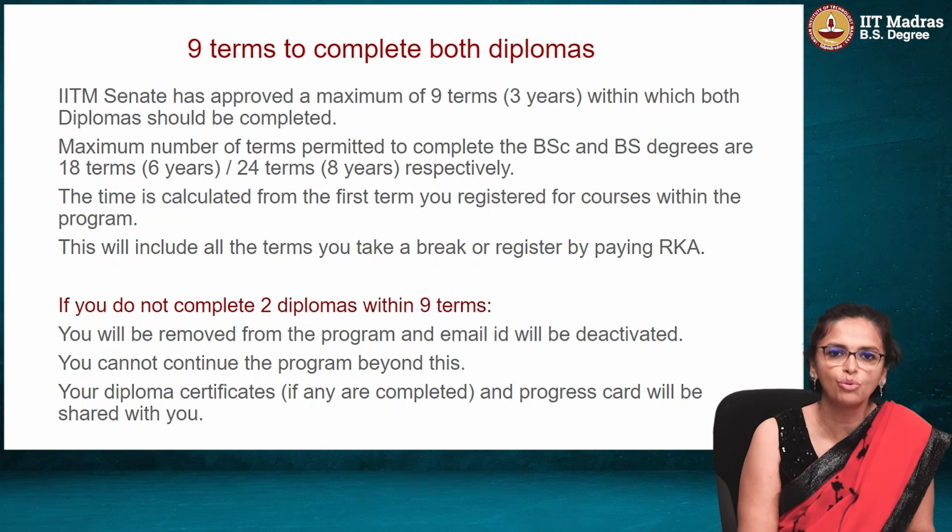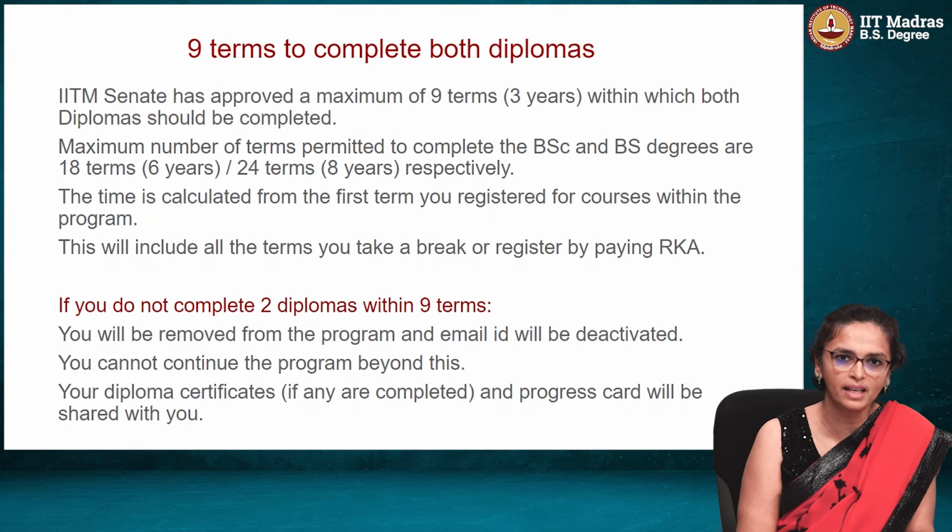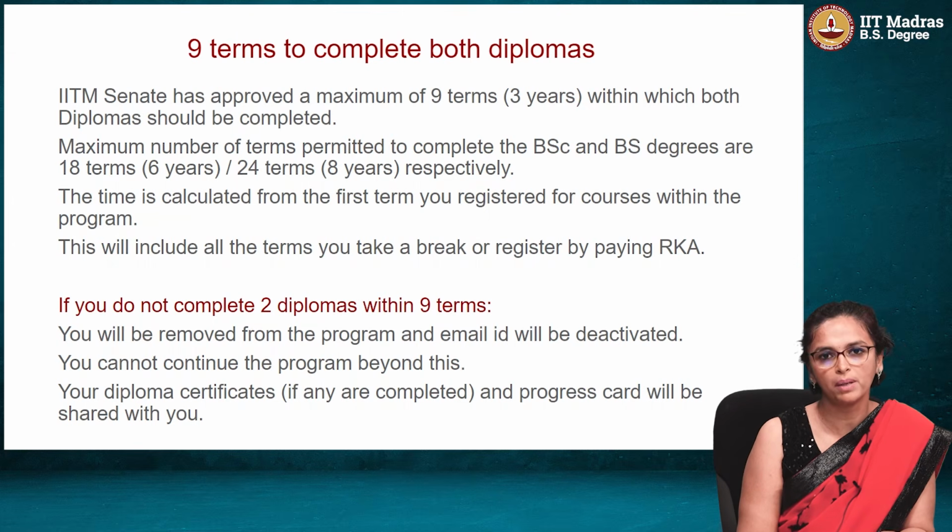So it includes those terms also where you take a break or you register with us saying it's an RKA. Putting together all this, we'll count 9 terms, and you have to complete the foundation level within that. You have to complete 2 diplomas within again 9 terms or 3 years.